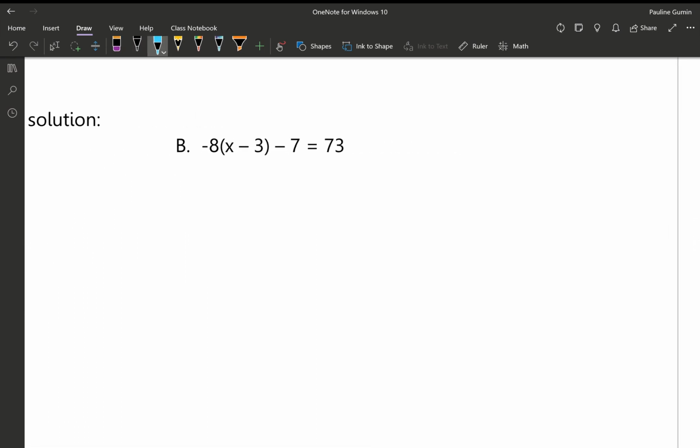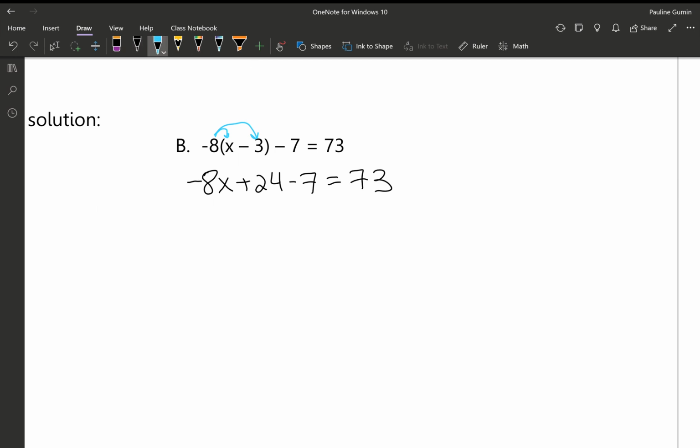Once again, I see some parentheses, which is telling me it's time to distribute. So let's do some multiplying. Negative 8 times x is negative 8x. Negative 8 times negative 3 is positive 24. And bring down the minus 7, the equals, and the 73.